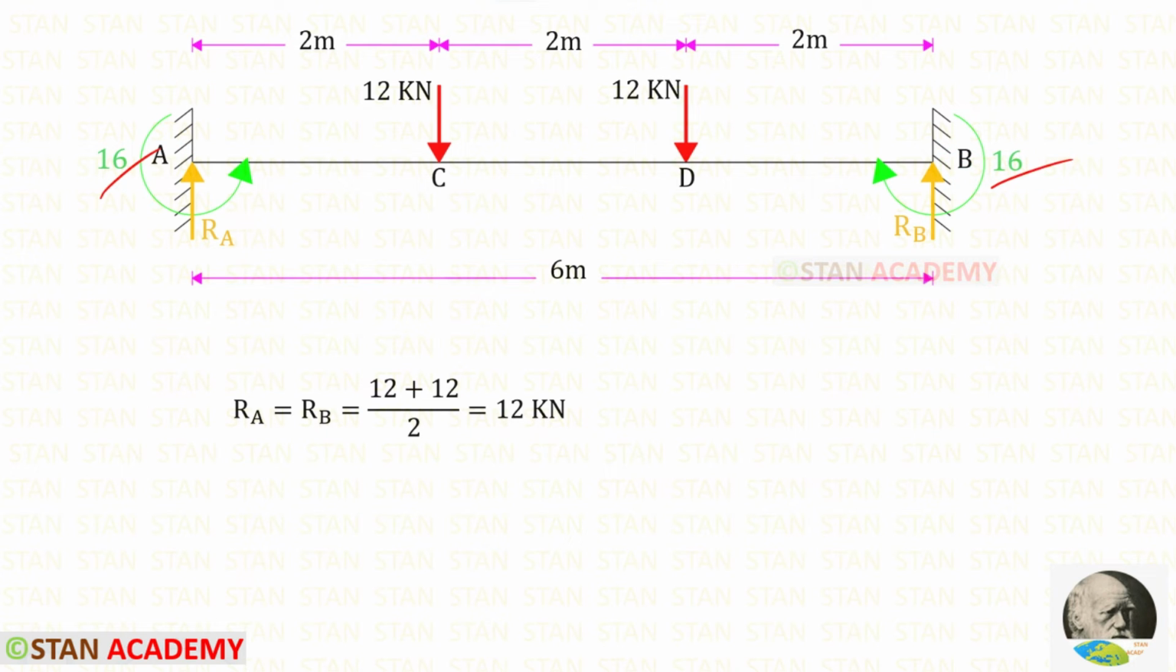Now let us find the vertical reactions RA and RB. In this beam there is symmetrical loading, so we can easily find RA and RB. To find RA and RB, we have to add both of these two loads and then divide by 2. When we do that, we are getting RA and RB as 12 kilonewton.